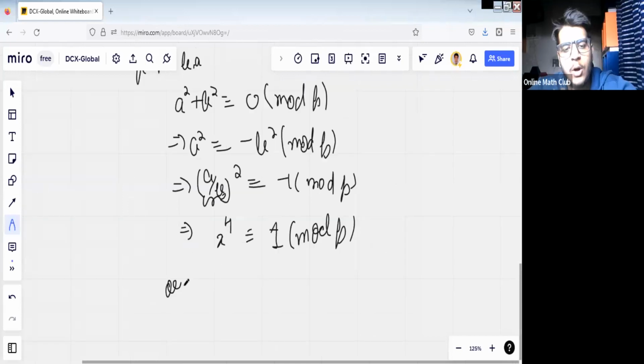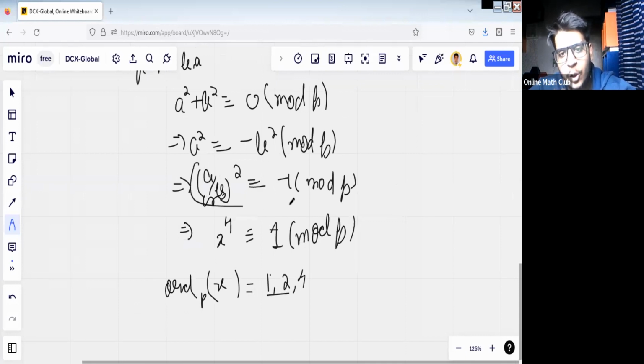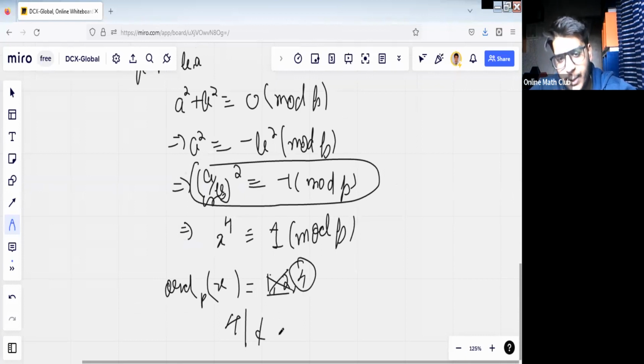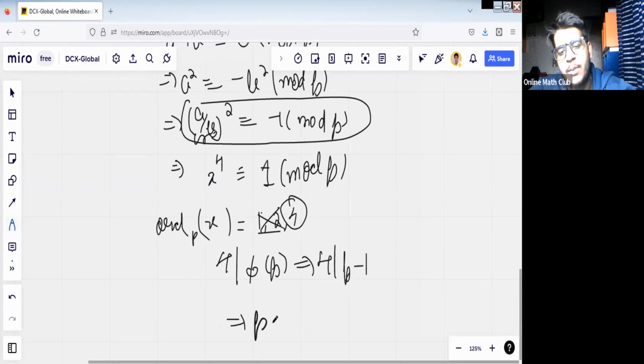So the order of x modulo p should divide 4, which means it can be either 1, 2, or 4. But if it's 1 or 2, then x squared should also be 1 mod p, but this is not the case. So it's 4, which means 4 divides phi of p, right? Yep. So this implies 4 divides p minus 1, which means p is 1 mod 4.